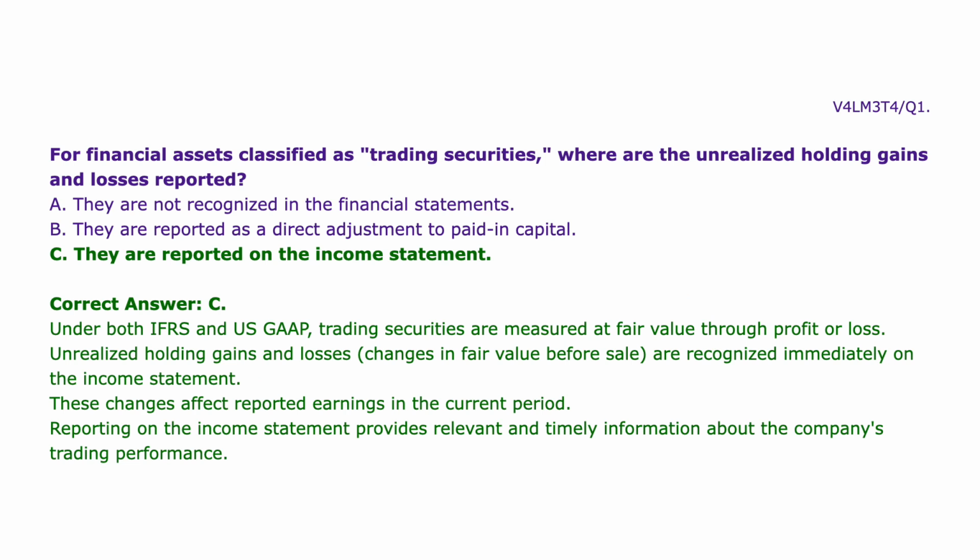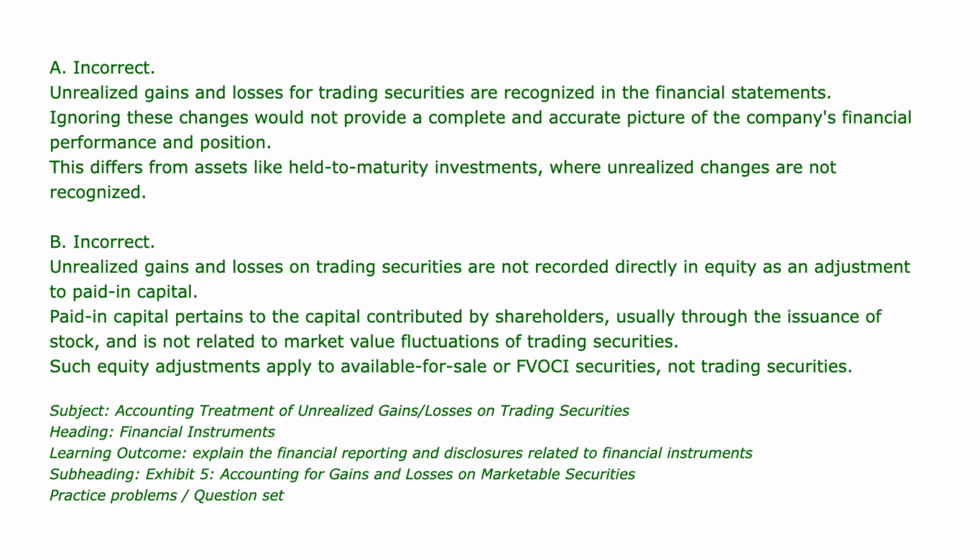Trading securities are measured at fair value through profit or loss. So unrealized gains and losses are reported on the income statement, under both IFRS and US GAAP. A. Not recognized is wrong because unrealized gains and losses for trading securities must be recognized. B. Adjustment to paid-in capital is wrong because equity adjustments apply to FVOCI available for sale securities, not trading securities.